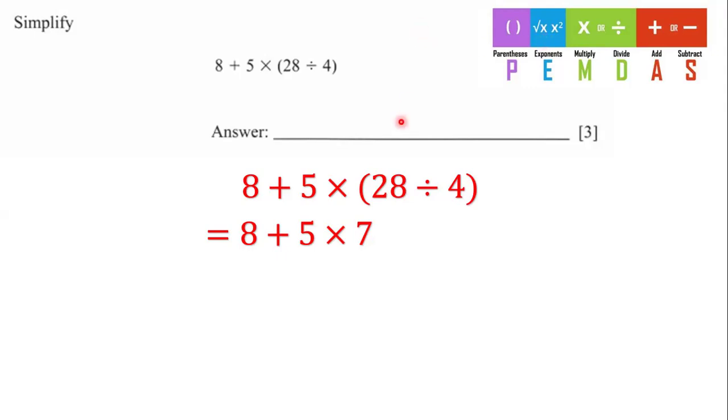We have 5 times 7. We have to multiply. Do we multiply or add first? Multiply. Very good. The answer is 35. So 5 times 7 is 35, very good. I got 43. And 35 plus 8 is 43. I got 43, very good.